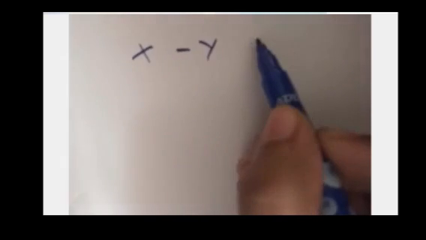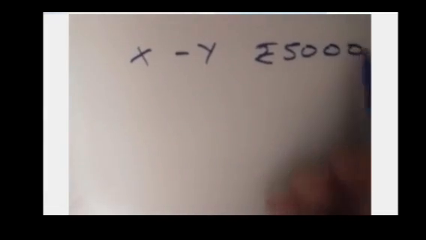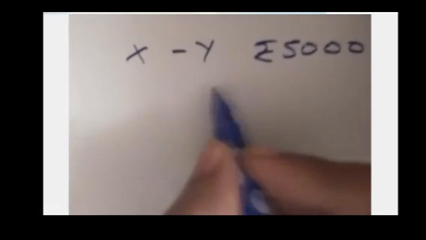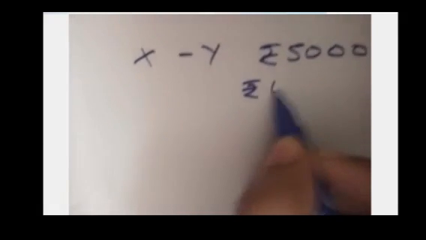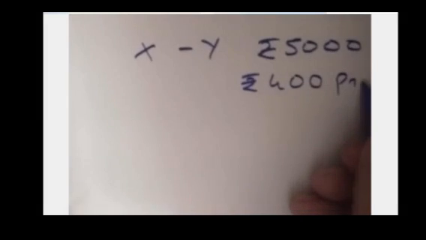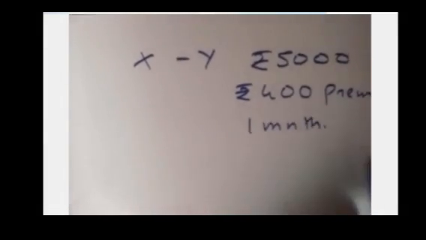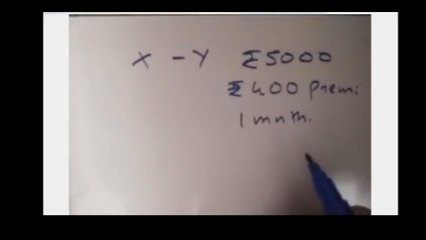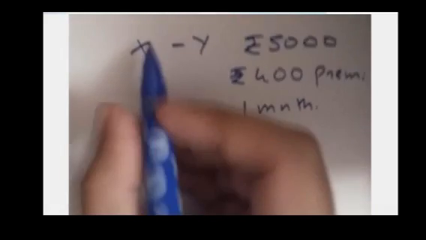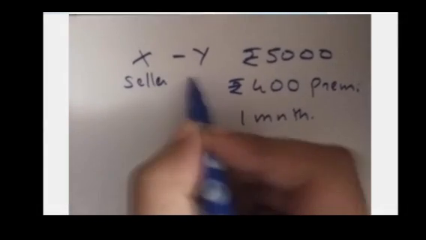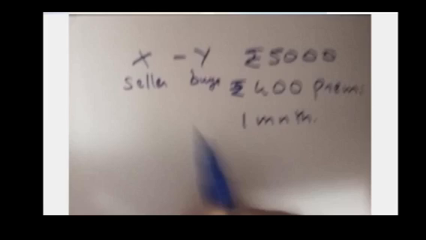To understand the payoff better, we can take an example. Here X is asking Y to buy a share at rupees 5,000, which is the strike price. X also asks Y to pay rupees 400 as premium, and the maturity is 1 month. So here X is the seller and Y is the buyer, and it is a call option.